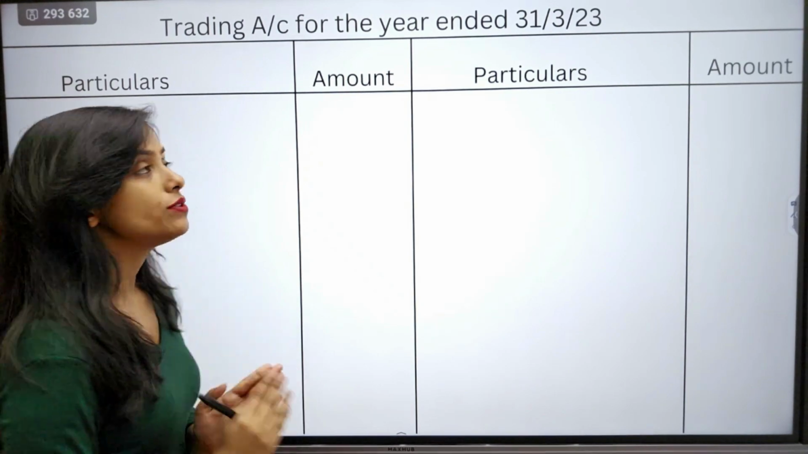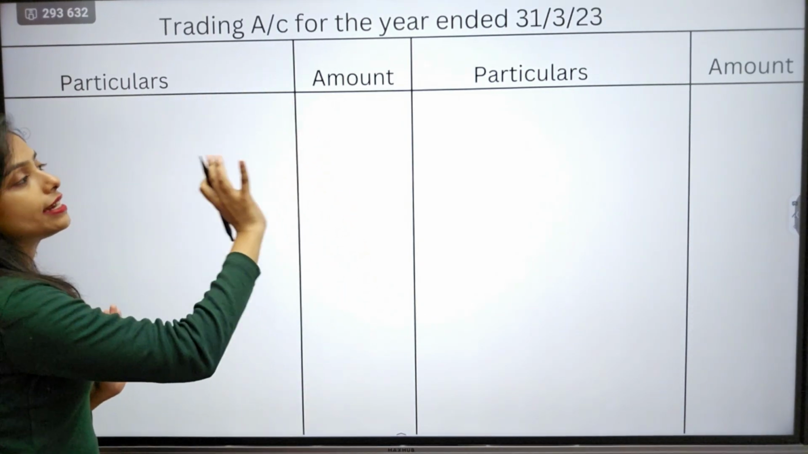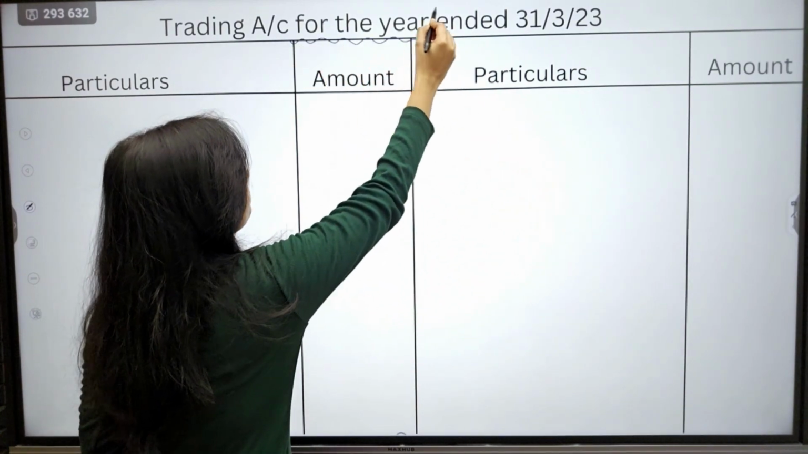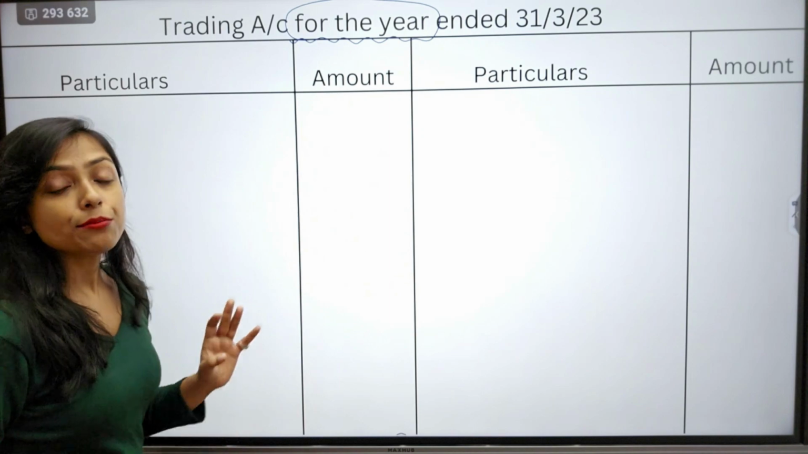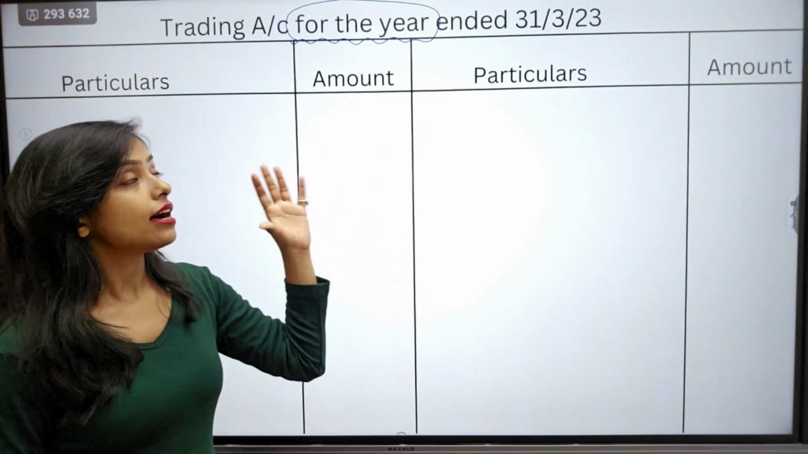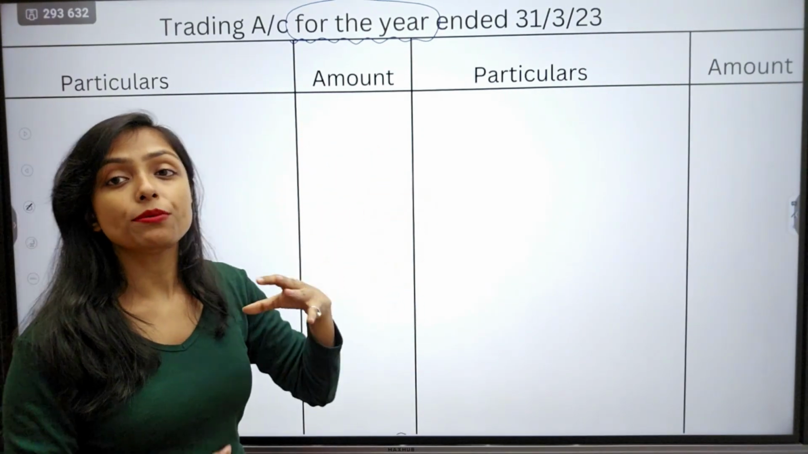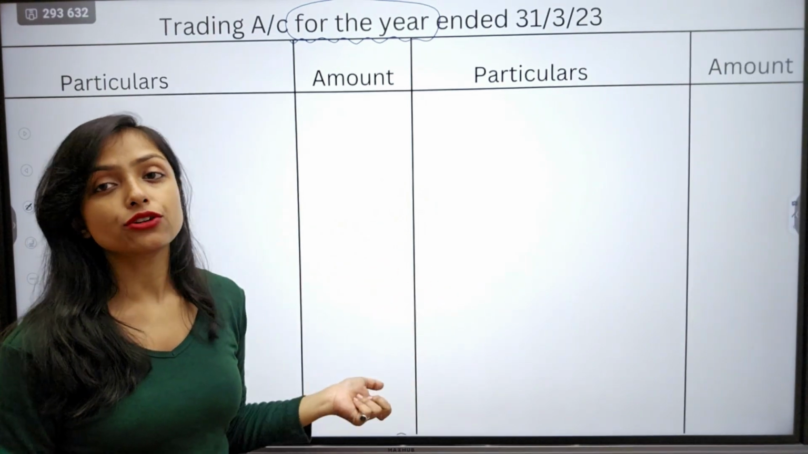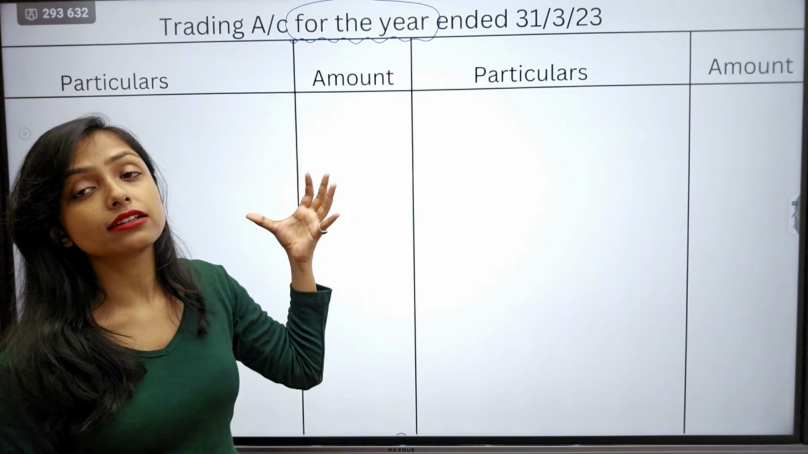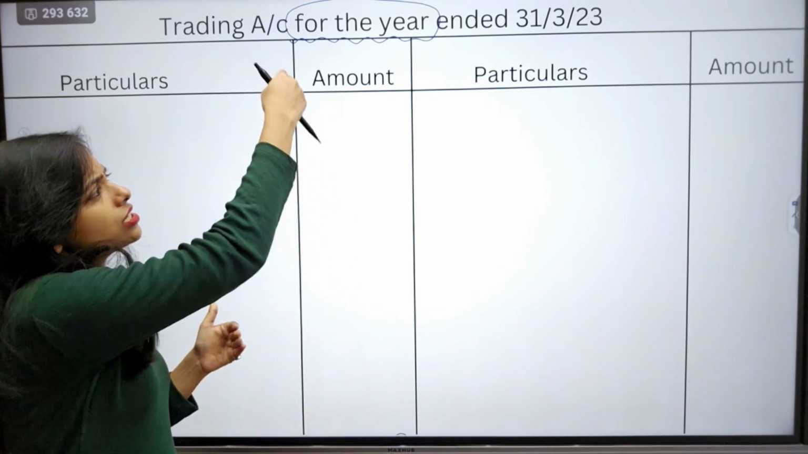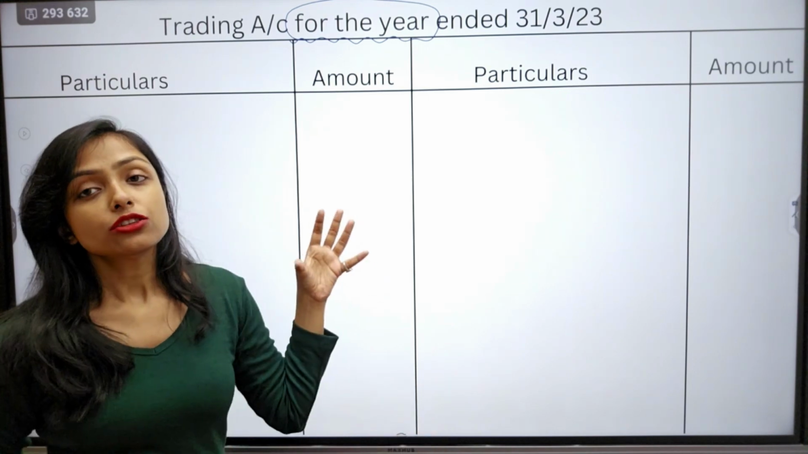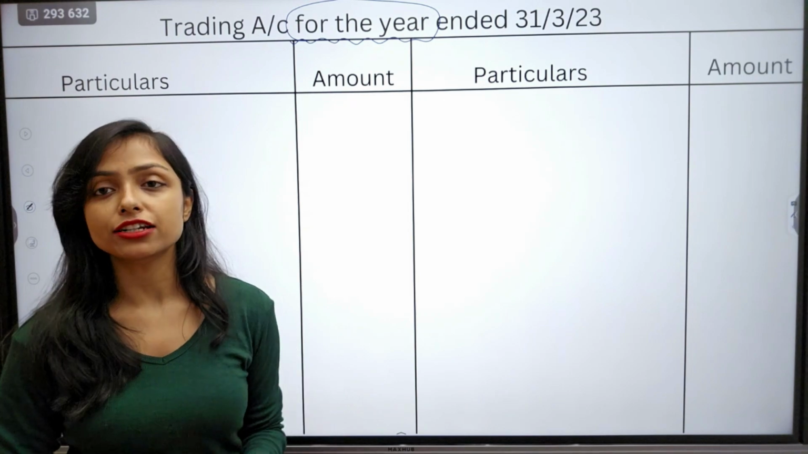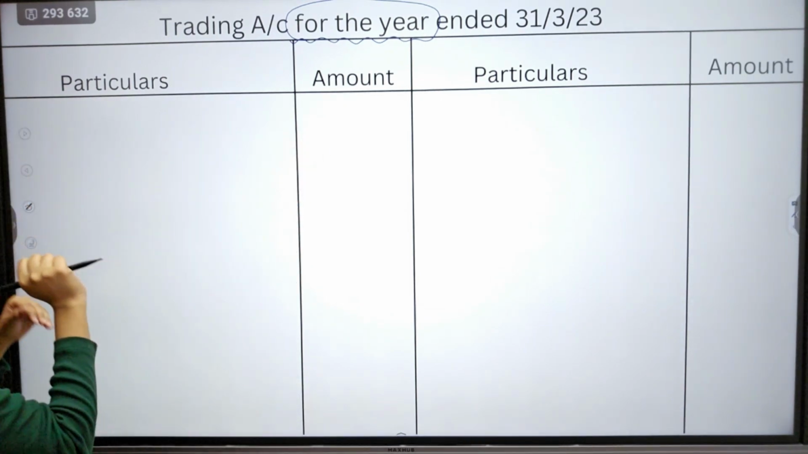First step that you're going to do is make a trading account for the year ended 31st March 2023. It is very necessary to write this line for the year ended because this is showing me the operations of the whole year. The profit that I am going to get at the end of the profit and loss account, which is joined with this, belongs to the whole year. It belongs to the operations that were carried throughout the year. That is why we write for the year ended.